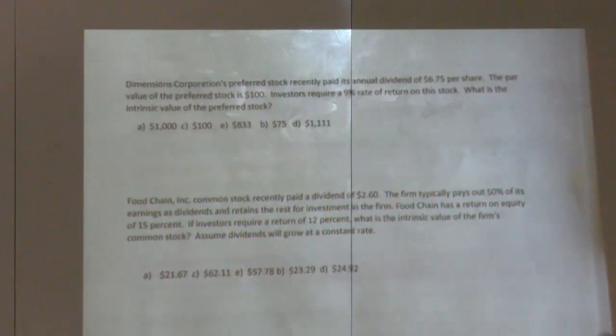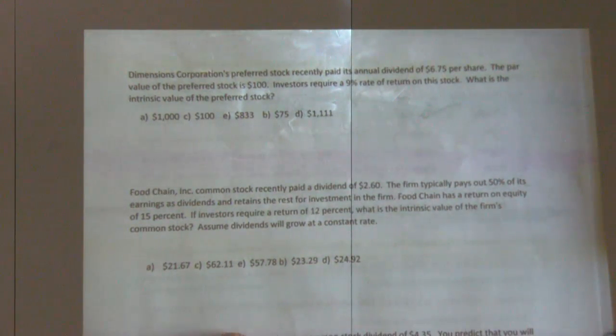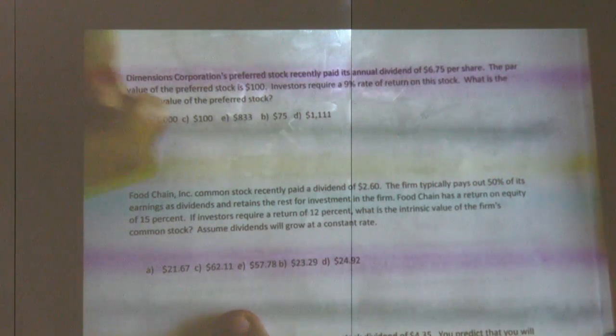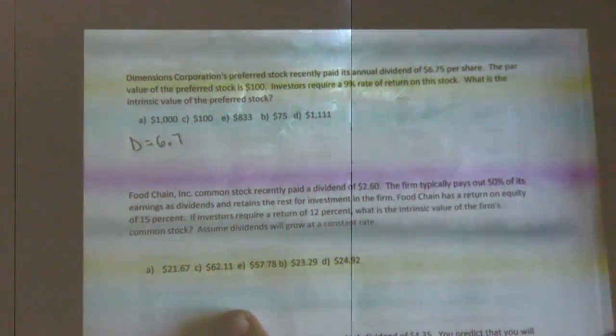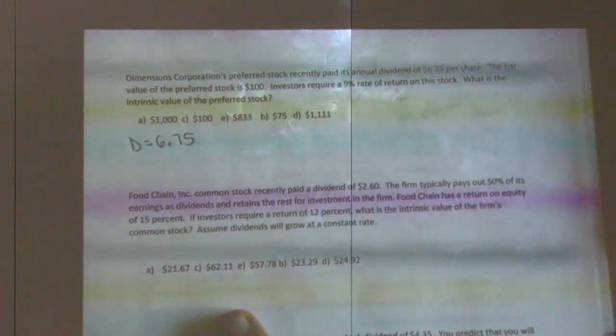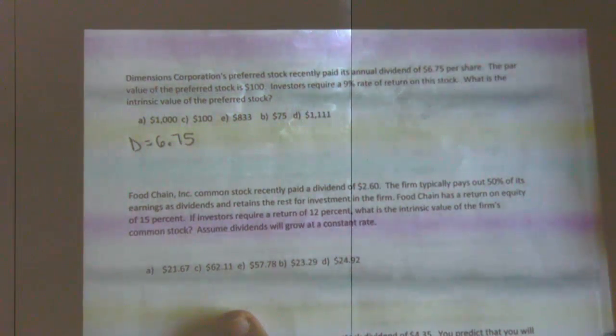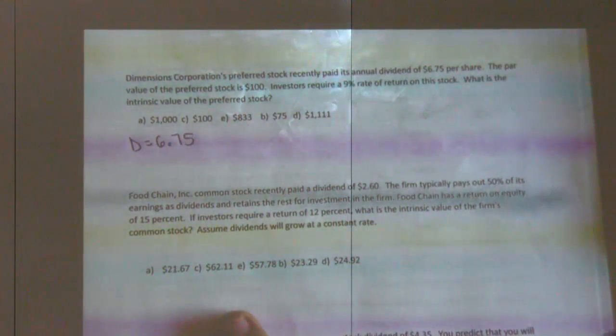Okay. So here, more stock questions. Here we're using preferred stock, so you want to use the preferred stock formula. They paid annual dividends of $6.75. Now we know with preferred stock there is no D0. There's no growth on preferred stock, so you don't have to worry about a D1 or a D0. So you know your dividend is $6.75. The par value is 100, and they require a 9% rate of return.